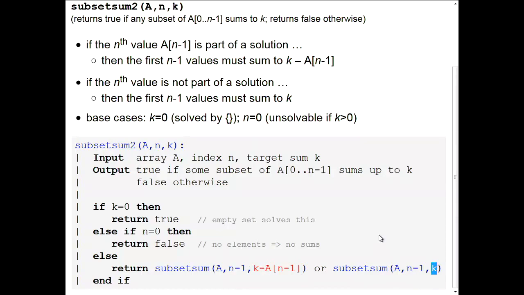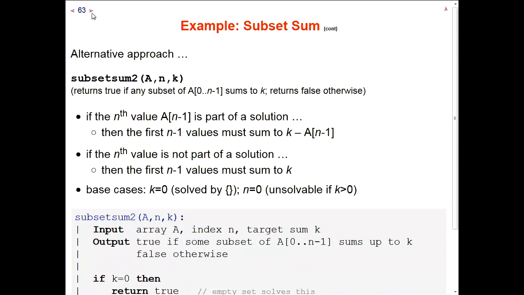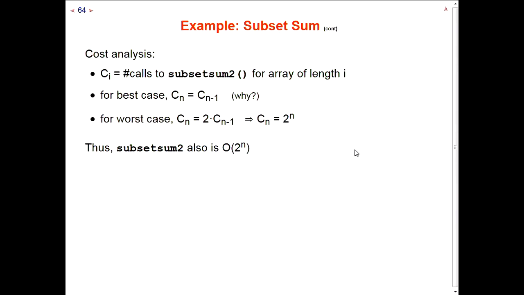So that works just as well. The problem is that this isn't any better. If we look at the cost of this algorithm, and we count the number of calls to subset sum, then for an array of length I, we see that in the best case, we only need one recursive call. And the best case, the way I have written it, would be that all the numbers in the array add up to 1,000. Then I just grab the first number, and with every recursive call, I will be successful.